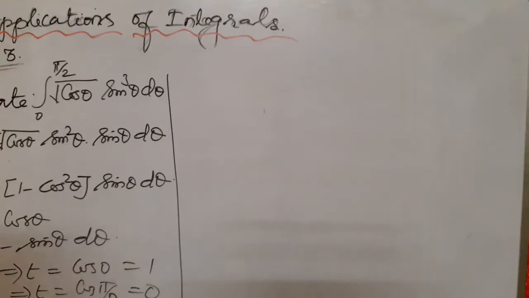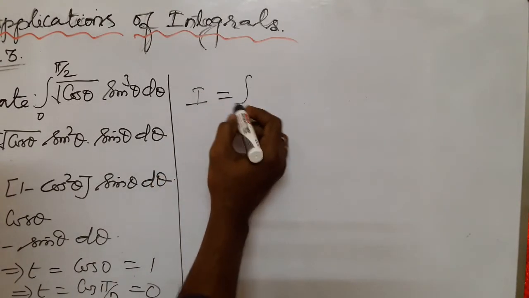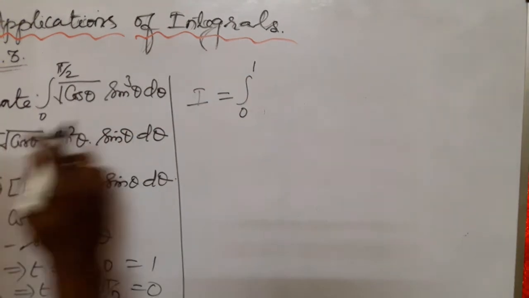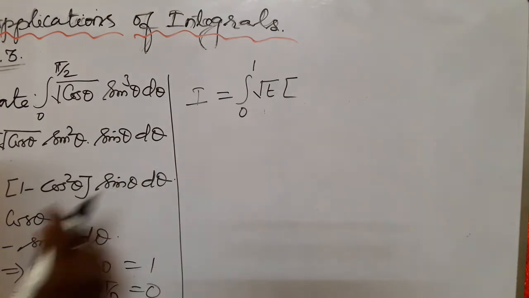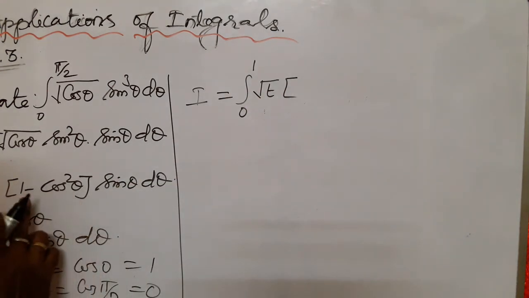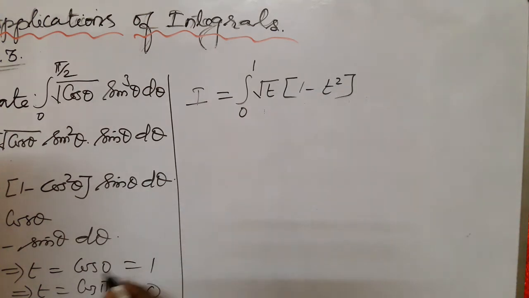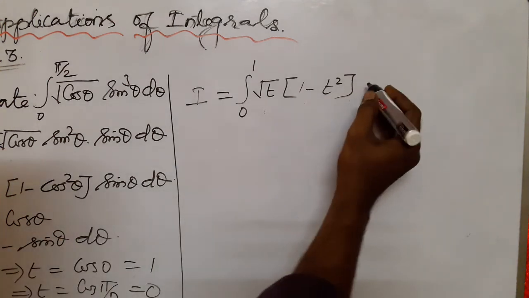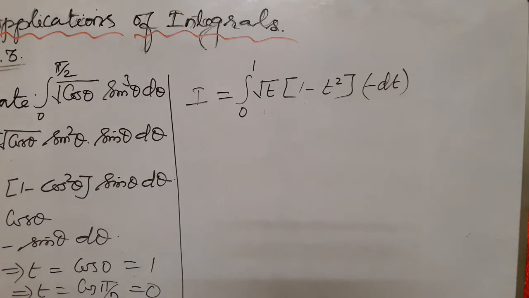Now the second part of the question is your I, no change. It is 0 to 1. Root cos theta is nothing but root t, and 1 minus cos square theta is nothing but 1 minus t square, and sin theta d theta is nothing but minus dt. Okay, we found out all the values in the left side.